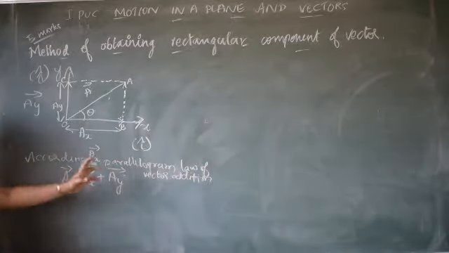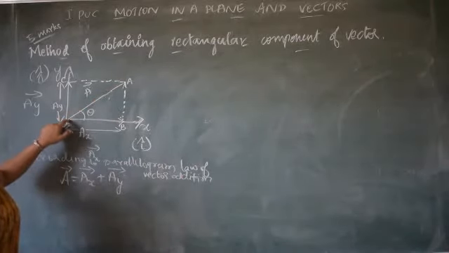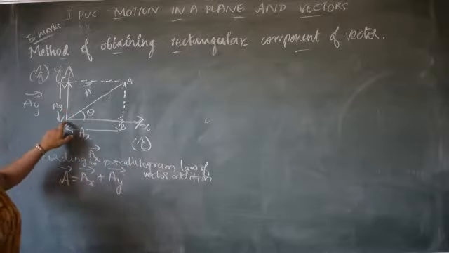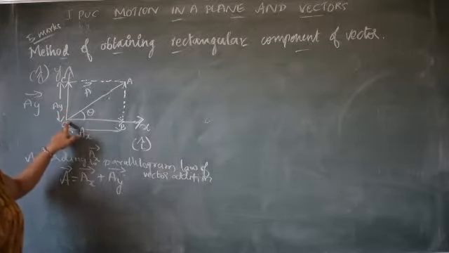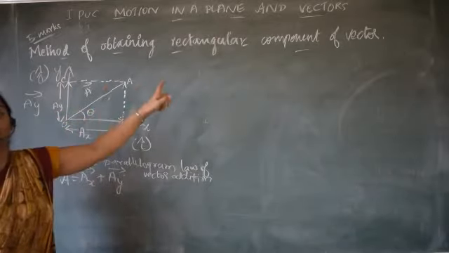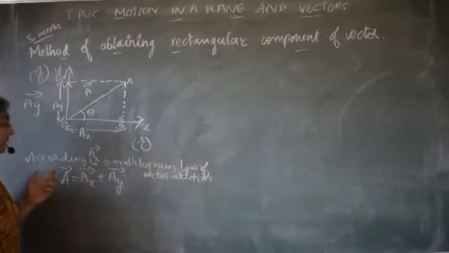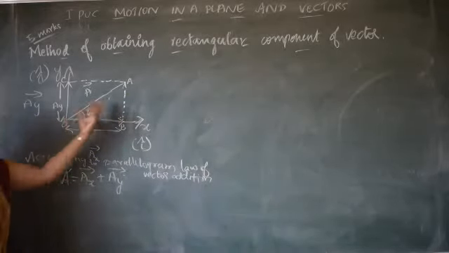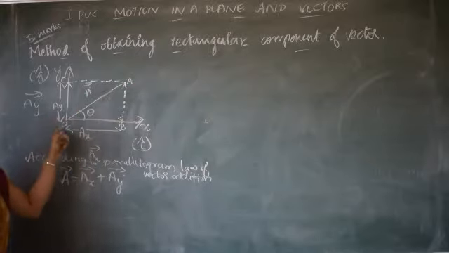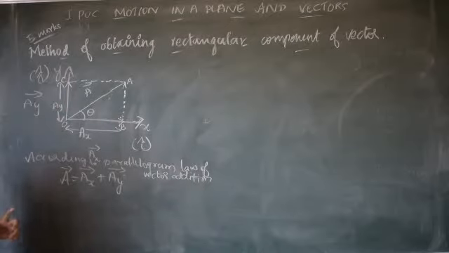According to the parallelogram law of vector addition, I can write vector A is equal to, because see, what does the parallelogram law say? It says that two vectors acting at a point, with magnitude and direction, then the resultant is represented by the diagonal passing through the same point. Correct? So now I can apply the parallelogram law. So I'll get the resultant, vector A, is equal to Ax vector plus Ay vector. Correct?